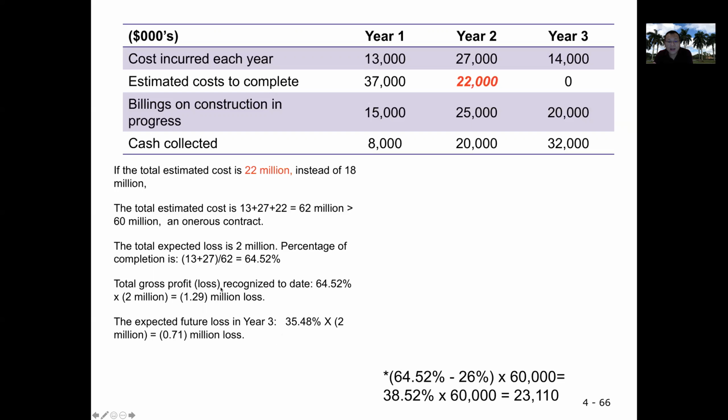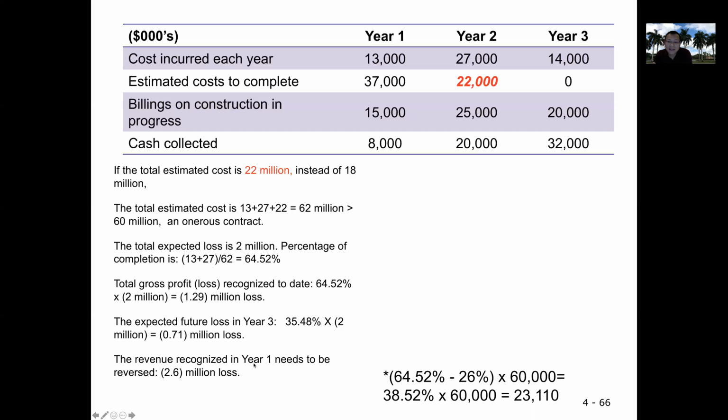So this is the losses that has been recognized. This is the losses to be recognized in future, to be expected in the year 3. So together they should equal the total loss. So the loss recognized to date is 1.29 million. And in order to make 2 million in total, the expected future loss has to be 0.71. So together, these two give you the $2 million loss, okay?